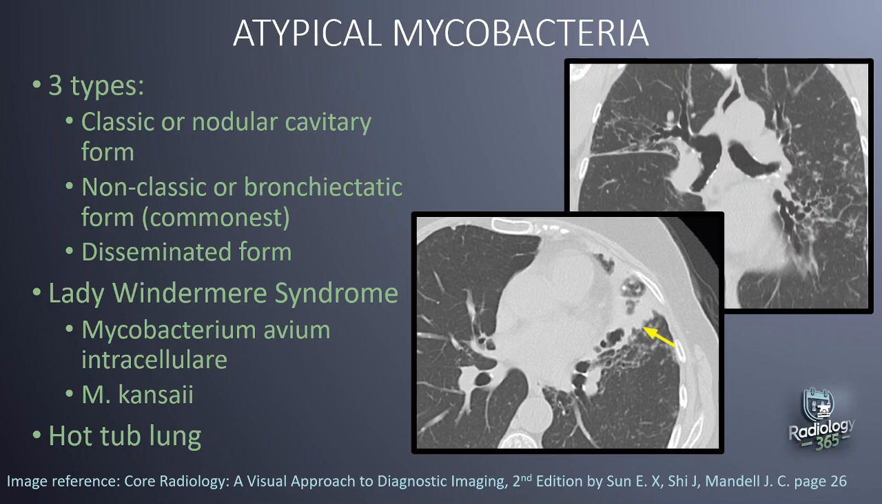The presentation of bronchiectatic atypical mycobacteria is an elderly woman with a cough, low grade fever, and weight loss called Lady Windermere syndrome. Now, the name Lady Windermere syndrome is coined from one of Oscar Wilde's plays, Lady Windermere's Fan, where there's this woman, Lady Windermere, who had Victorian era kind of manners, and so she wouldn't be caught dead coughing. So she would hold in her coughs and hold in all the sputum in her chest.